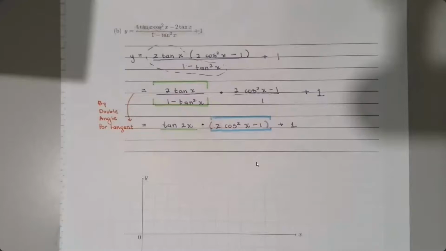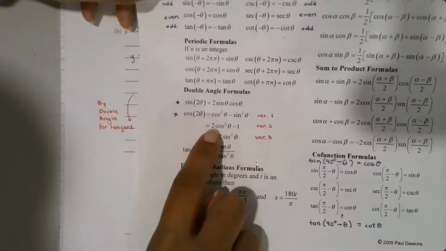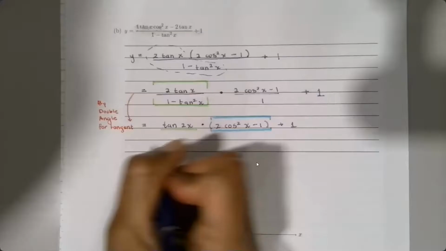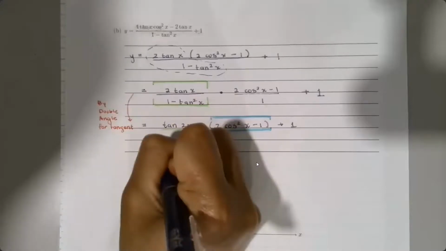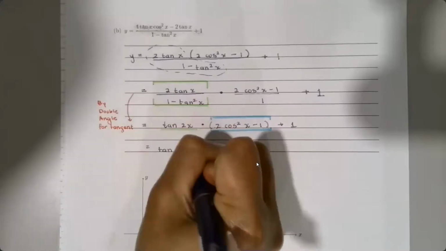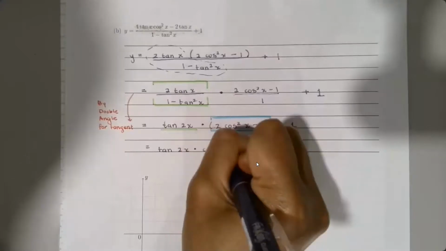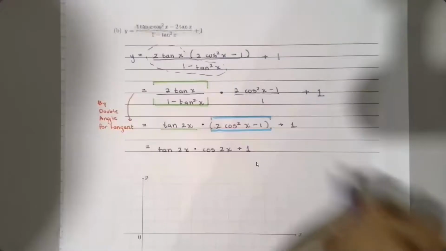That's also a double angle formula. It's the second version of the cosine 2x. Very good. Yeah, that's also a double angle formula. So let's apply it, and we're going to get tangent 2x times cosine 2x plus 1. Very good.